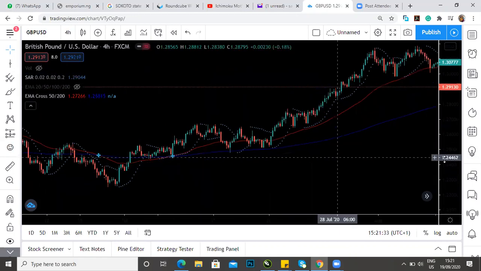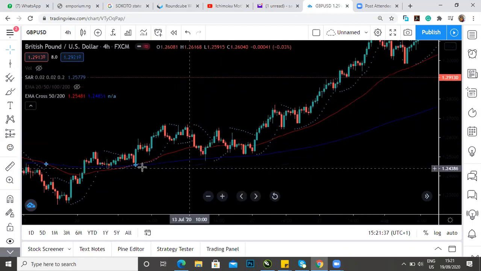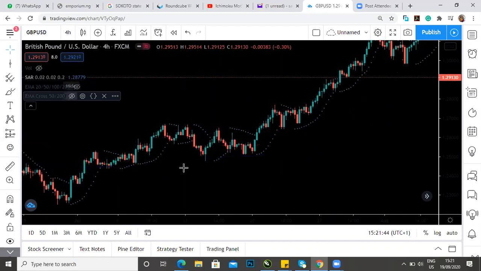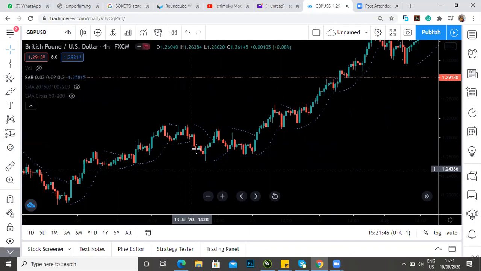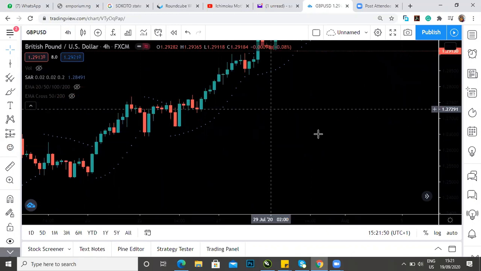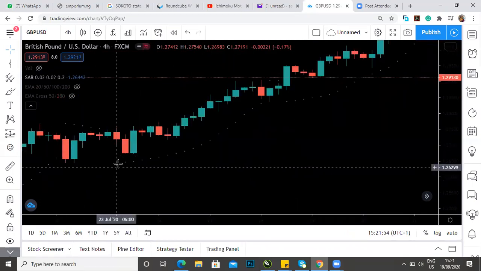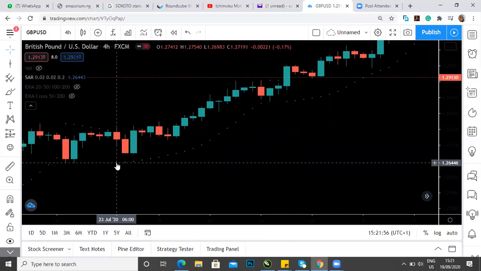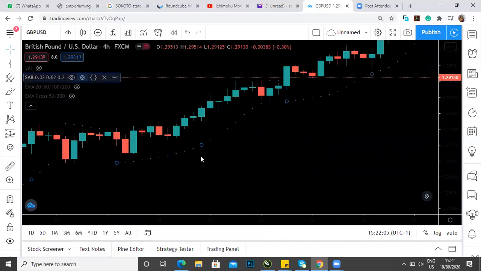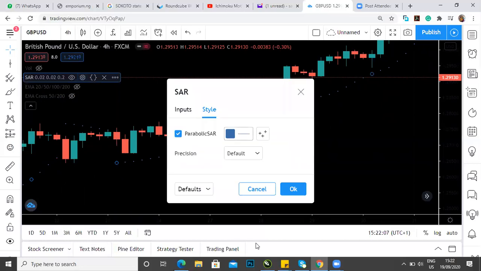Now, let's say the use of this SAR. Please, I need to go back to the SAR again. There's something I omitted. Now, with the SAR, we need to understand something. The first trend for you to trade the SAR is either an uptrend or downtrend. You need to let the first call. I need to make this star a little thicker so we can all see that.